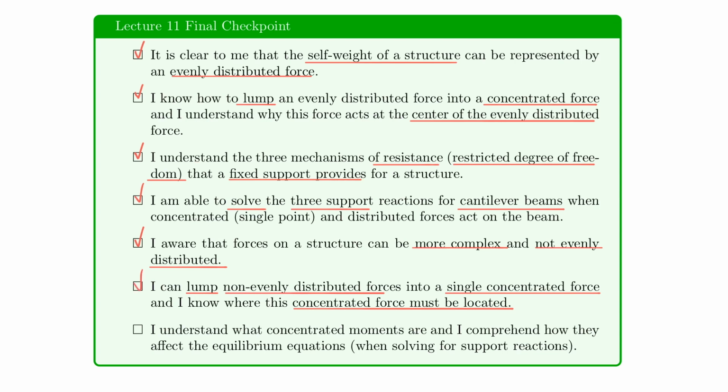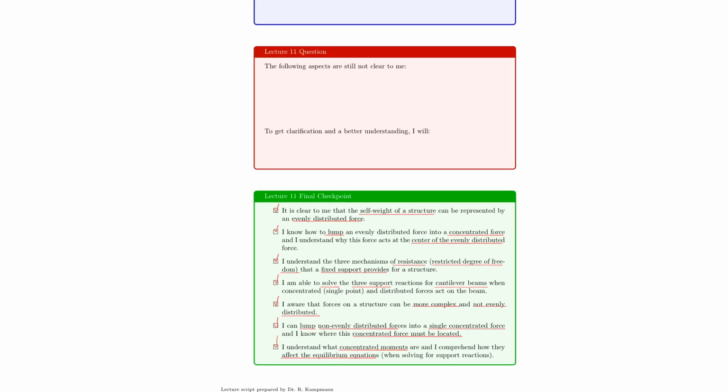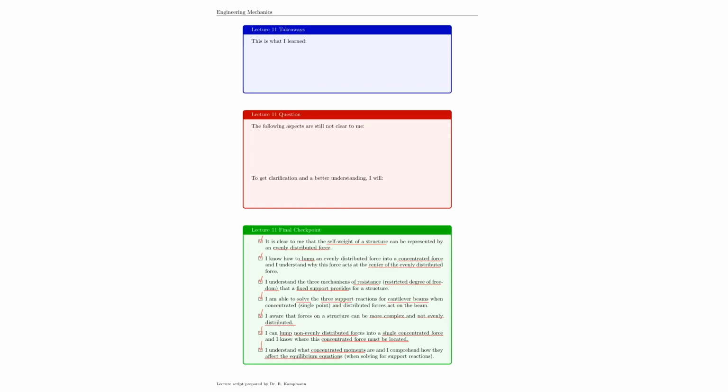And last but not least, we talked about the concentrated moments and how they affect the equilibrium equations and what they do to a structure. So when you solve for support reactions, you know now how to deal specifically with concentrated moments. So we can check that off. And I believe those are enough and good goals for one lecture so that we can now move on and talk about the homework assignments.